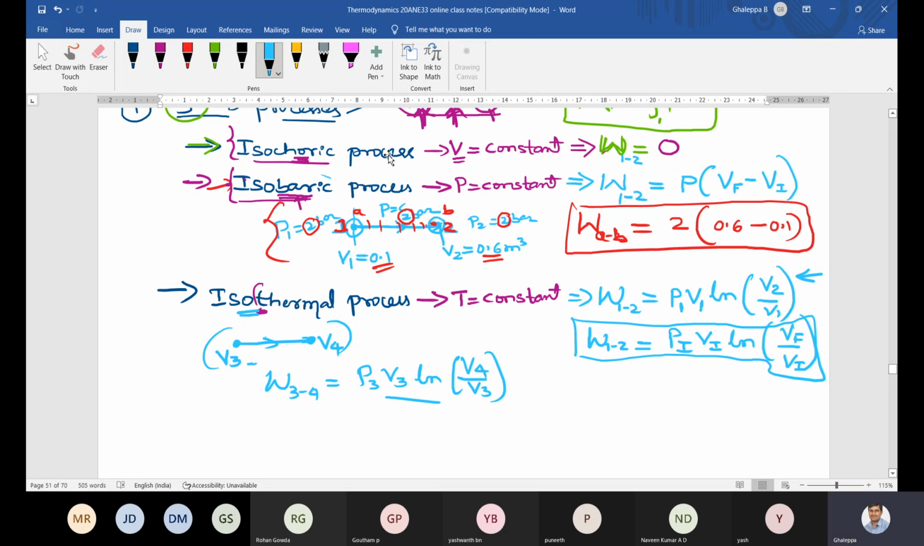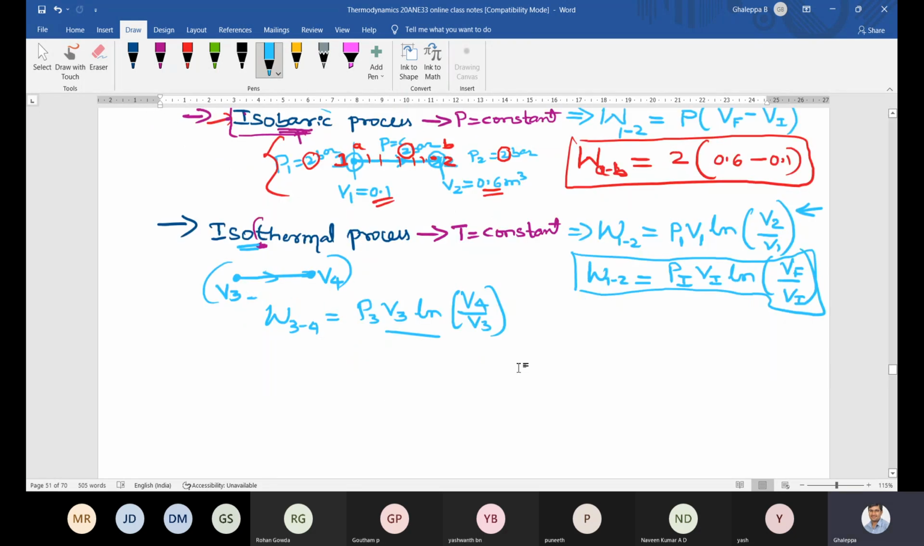Now, dear students, sometimes instead of giving V4 and V3, he will give P4 and P3. P3 will be given and P4 will be given, but he will not give V4. V4 is unknown. He has not given it in the given data. Instead of V4, P4 is given. Then how to write an expression for work done? And we cannot say it is insufficient data.